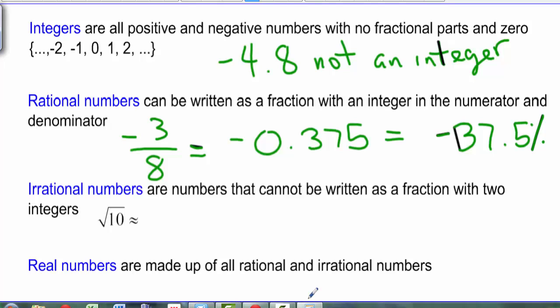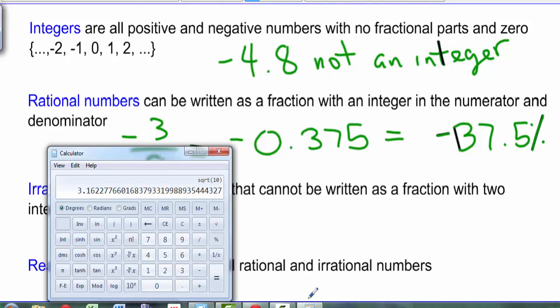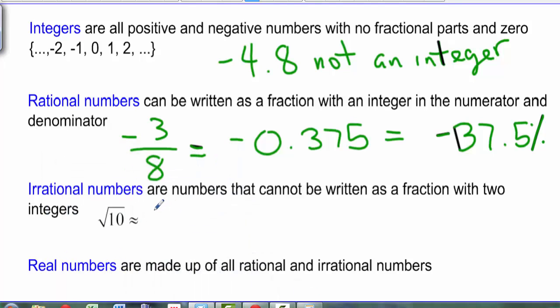So this is approximately equal to 3.1623, but that is just an approximation of it. It's not what it actually is equal to. And last, all real numbers are made up of all rational and irrational numbers. So all the rational numbers, numbers that can be written as a fraction with an integer in the numerator and denominator, and all irrational numbers, these are all our real numbers.